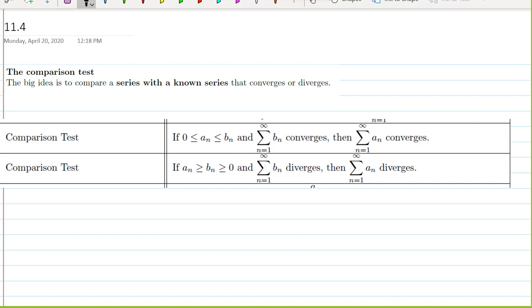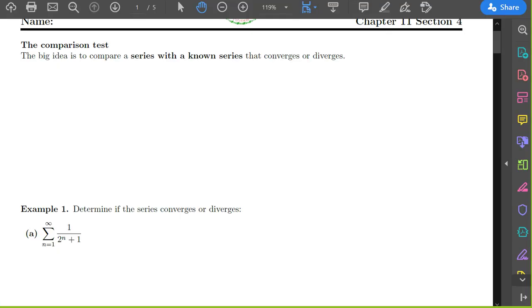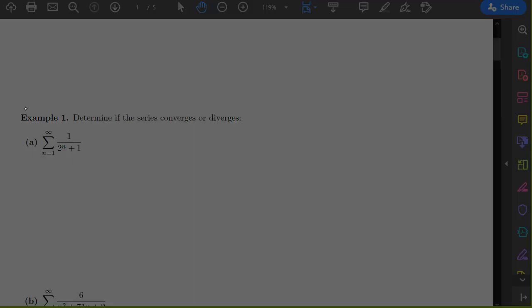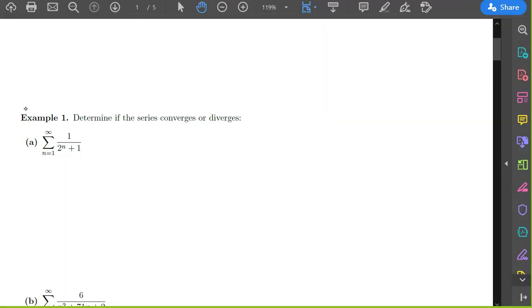So basically, if all of the members of a sequence are less than all of the members of another sequence that is known to converge, then the first series must converge. If all of the members of a sequence are bigger than a known divergent sequence, then that series must also diverge. So that's the idea of comparison. So let's take a look at a couple of examples. So example 1 with a few different parts. We want to determine if the series converges or diverges.